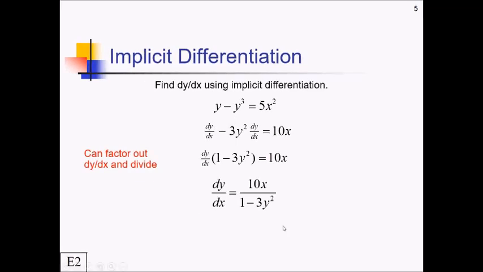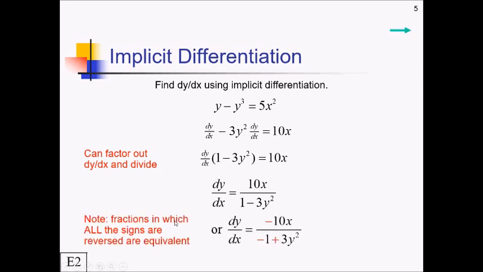Just a quick note before we move on to the other problem. Another possible answer you could have gotten for this, if you had moved things over to the opposite sides of what we did before factoring and canceling, is negative 10x over negative 1 plus 3y squared. And this is actually okay.